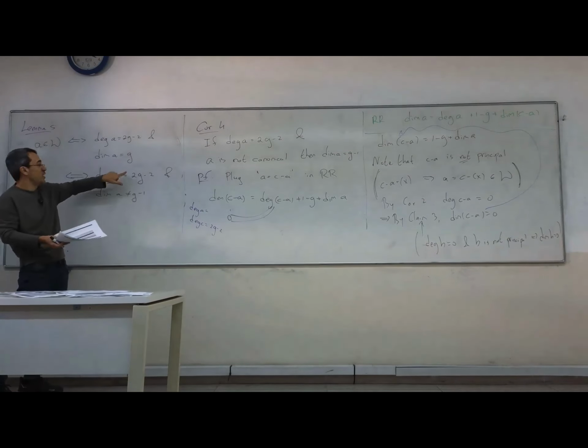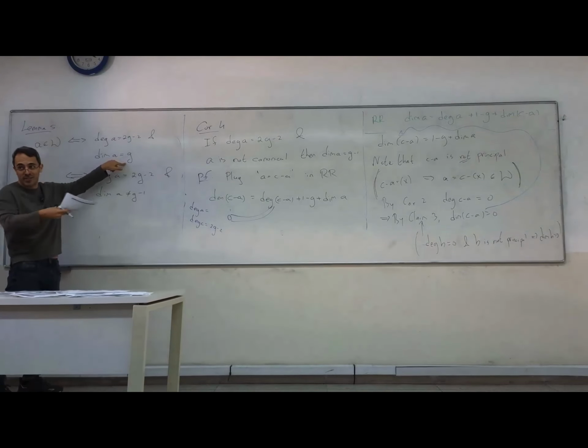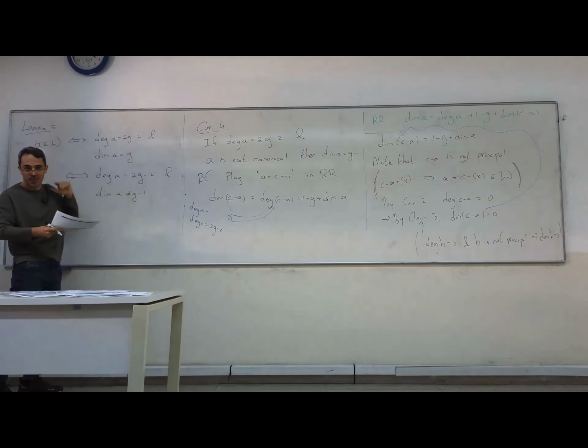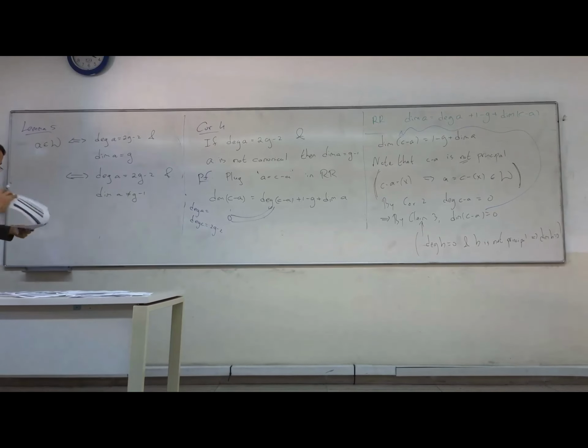It's slightly easier than checking the dimension is g, but not really, because it can only be one of these two for degree 2g minus 2. So let me draw the picture. I think that will help.